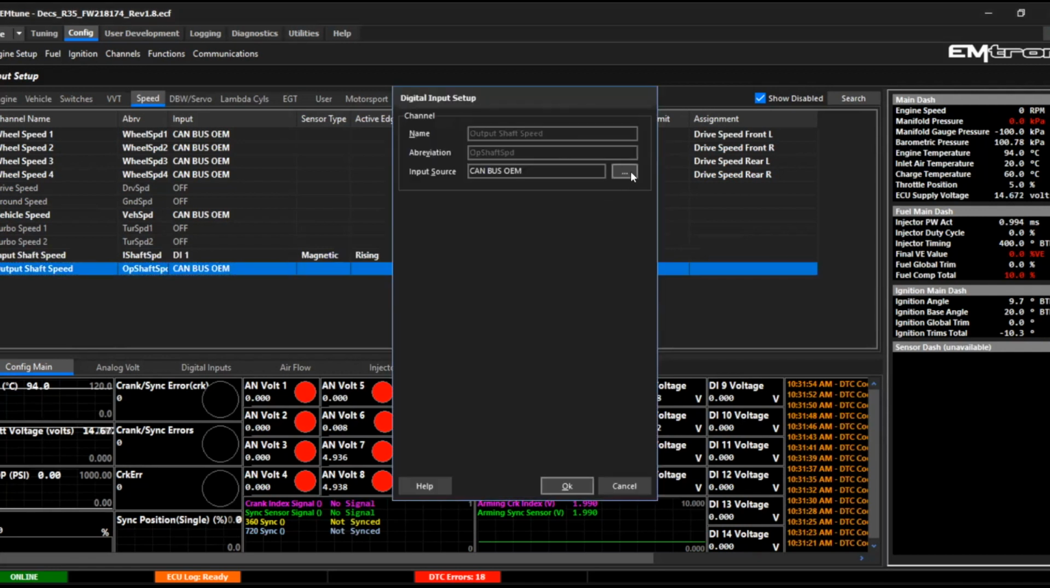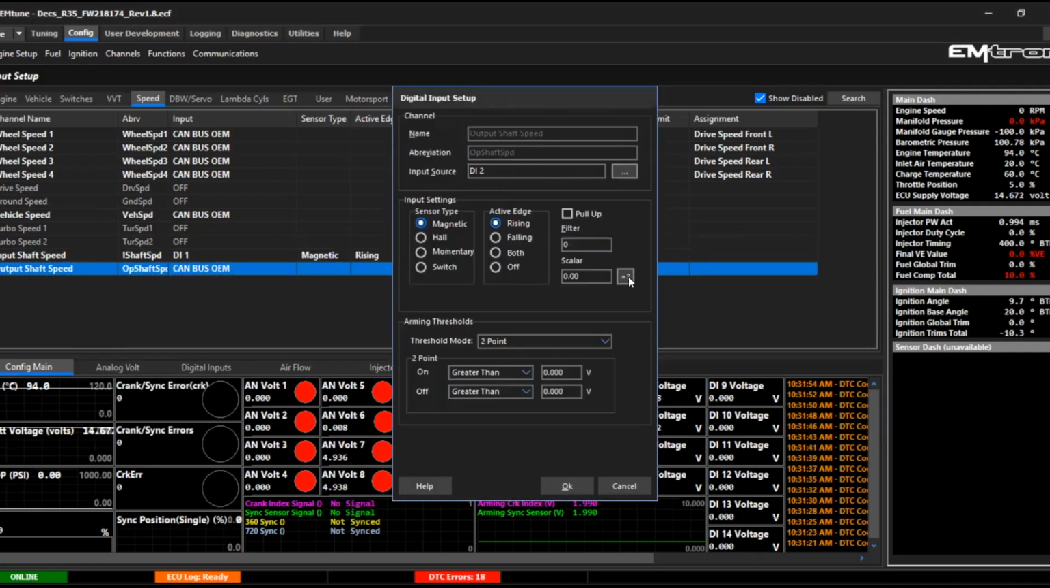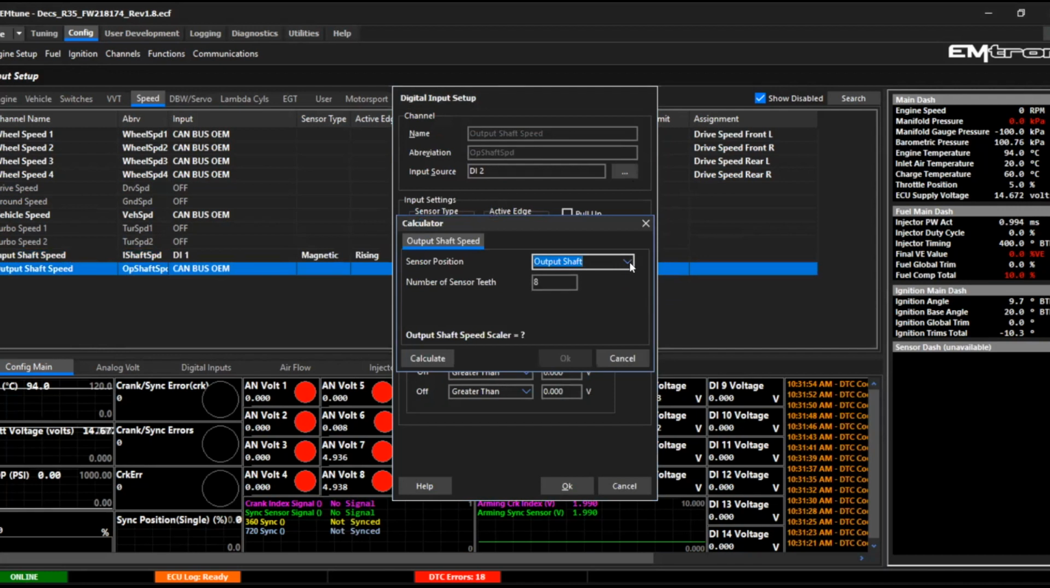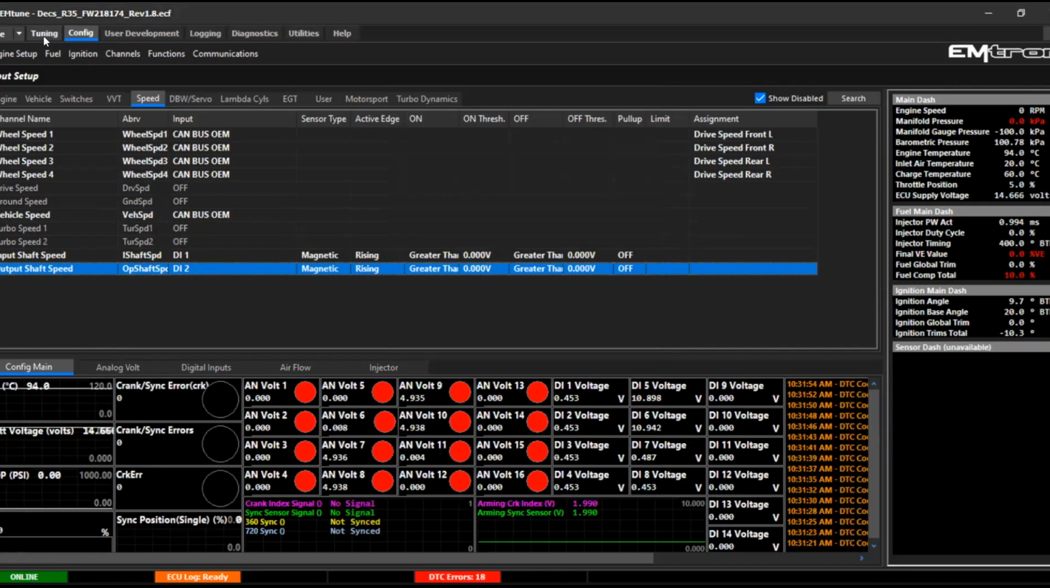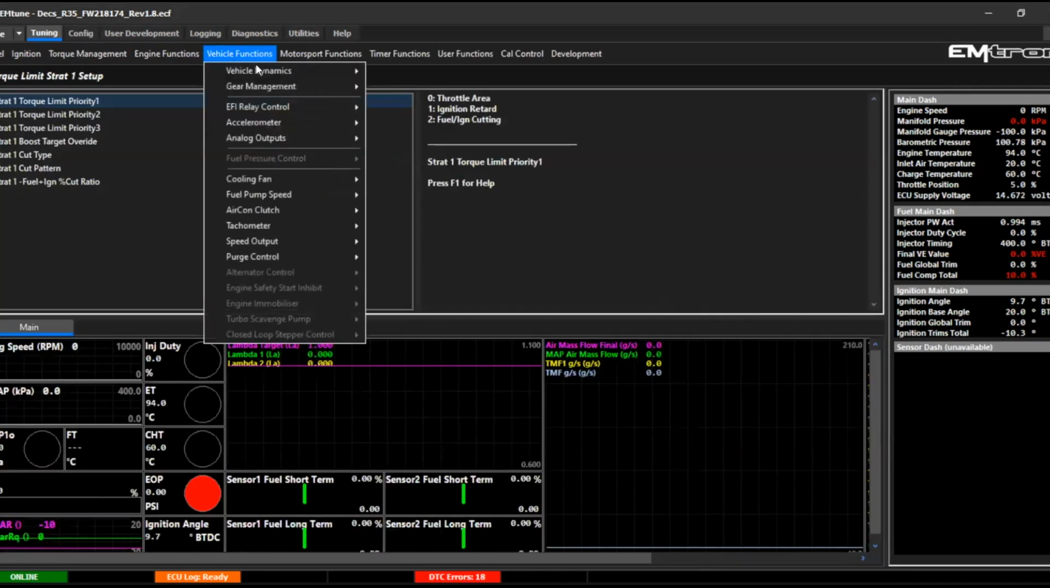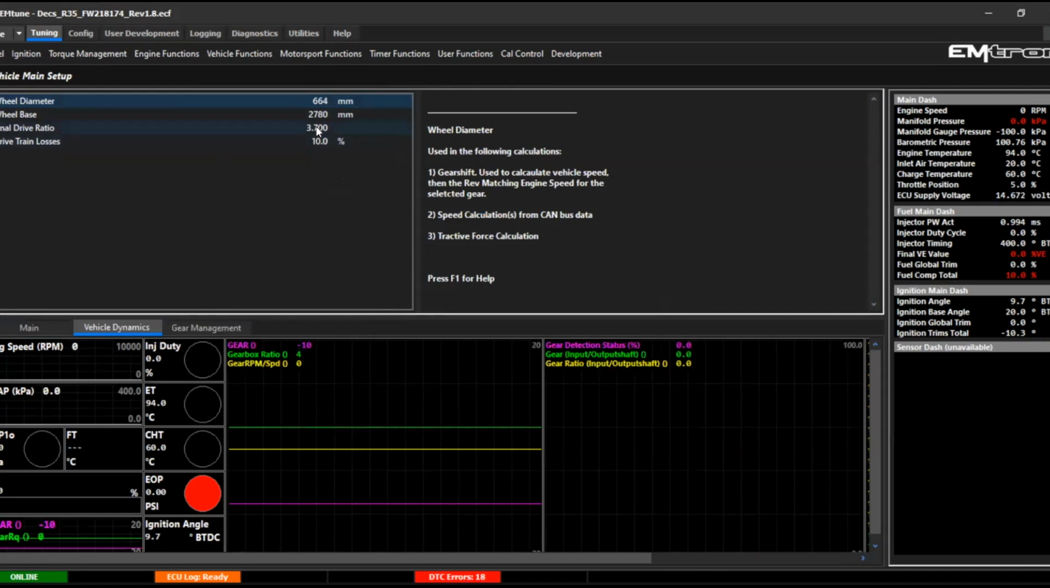And with output shaft speed, you can do the same sort of thing. So if you've got, say, a speed sensor on your wheel, but you're trying to derive output shaft speed from it, you can put the number of teeth on the sensor and the final drive ratio, and it will calculate the scalar for you. The final drive ratio is pulled from the actual setting in Mtune. So in vehicle dynamics, in vehicle main, the final drive ratio there will be the default that it fills in for you in the scalar calculator.